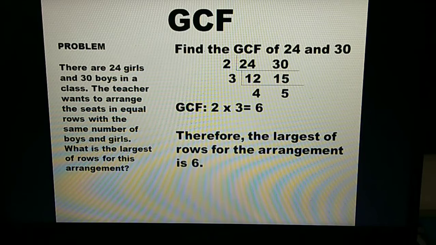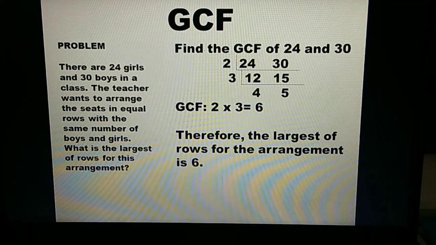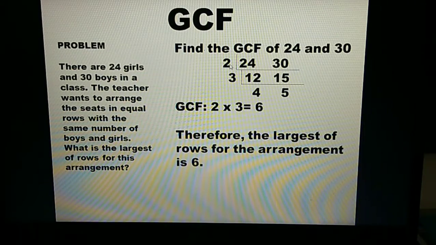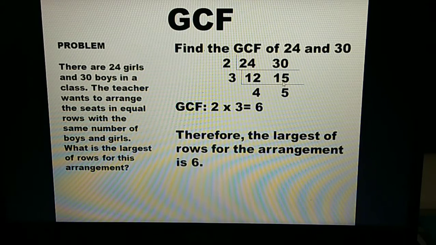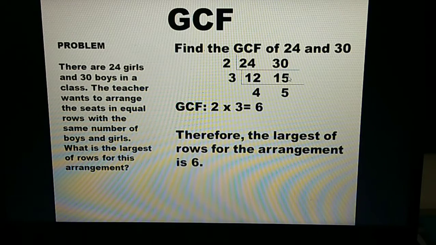So we are going to apply GCF for this. We need to find the GCF of 24 and 30. So we have 24 and 30, and 24 and 30 have a common factor, which is 2. 24 divided by 2 is 12. 30 divided by 2 is 15. Then 12 and 15 have a common factor, which is 3. So dividing again, 12 divided by 3 is 4. 15 divided by 3 is 5.